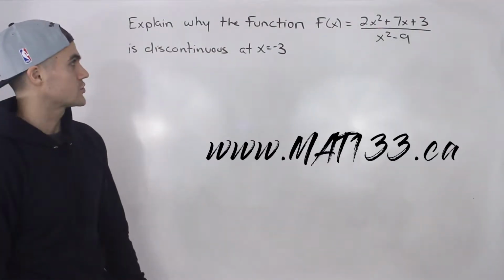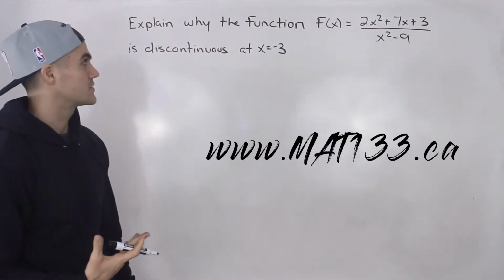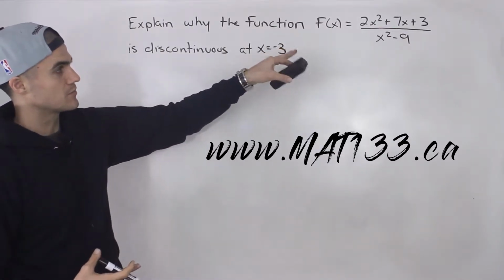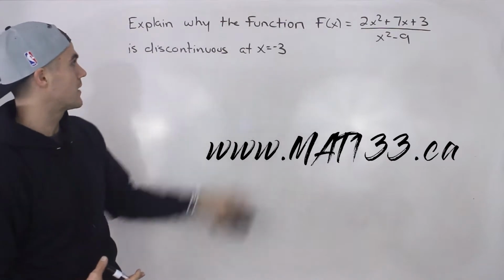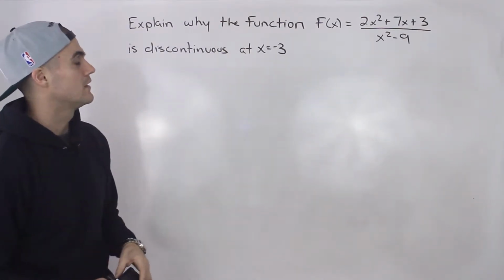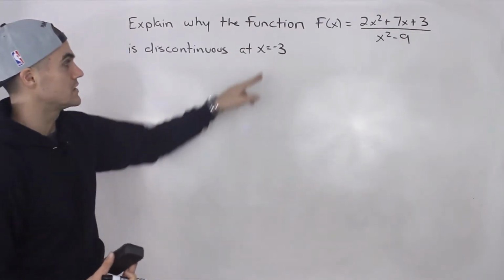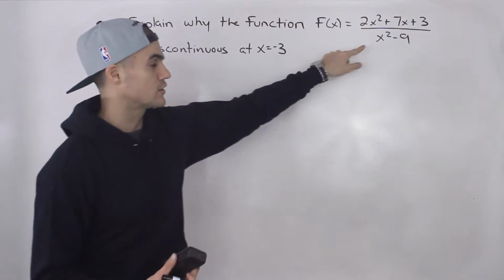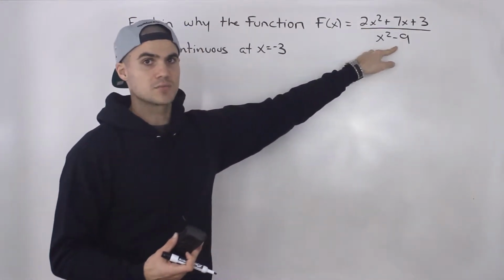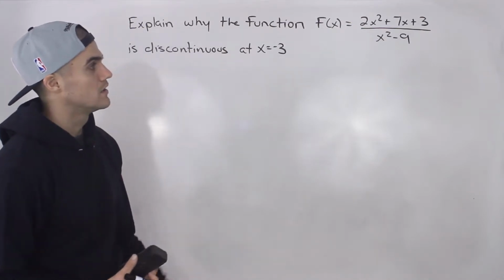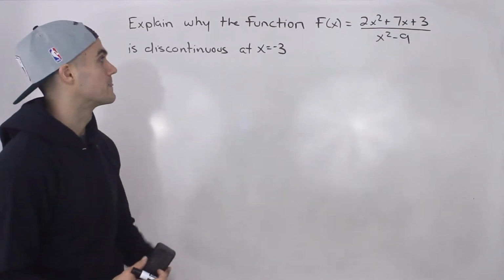Moving on to another question. This question is going to be dealing with continuity. We have to explain why the function f of x equals 2x squared plus 7x plus 3 over x squared minus 9 is discontinuous at an x value of negative 3. And notice that this function is going to be discontinuous at an x value of negative 3 because if we plug in negative 3 into the function, this denominator is going to be 0. Negative 3 squared is 9, minus 9 is 0, which makes the function undefined.